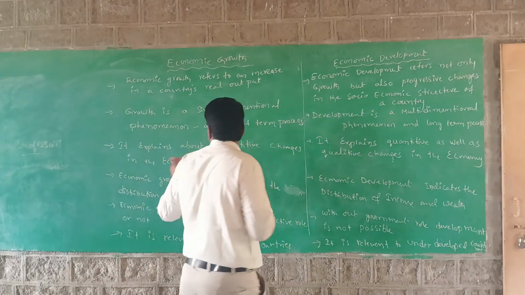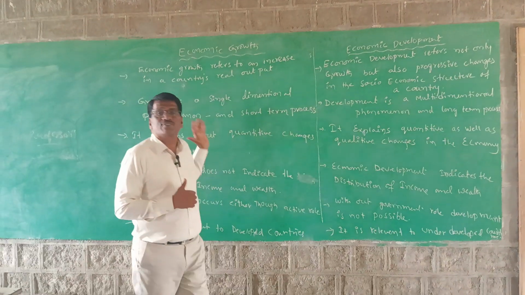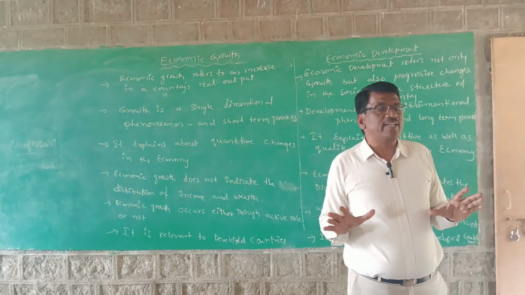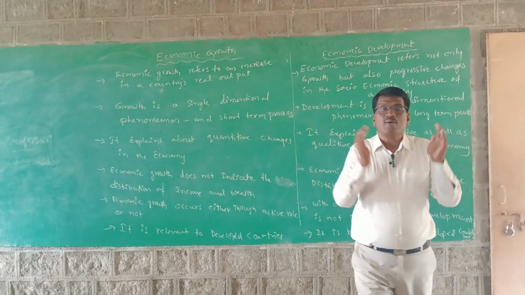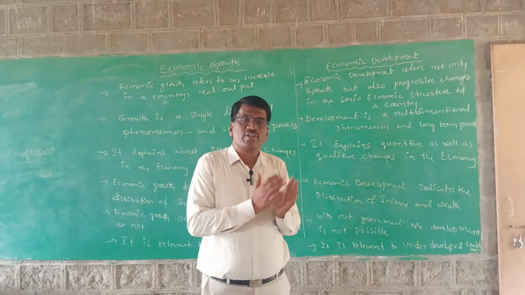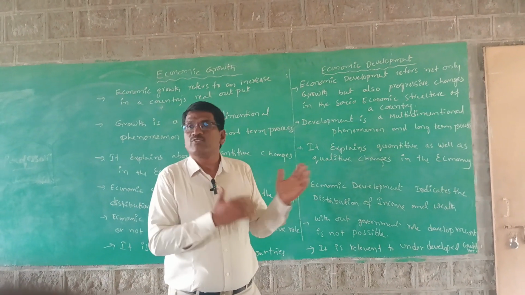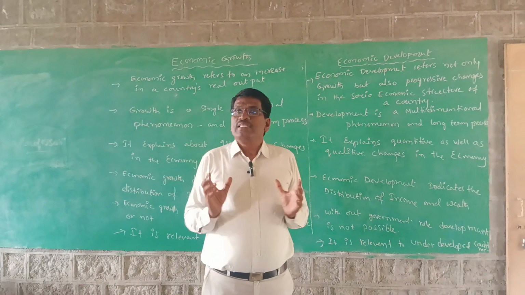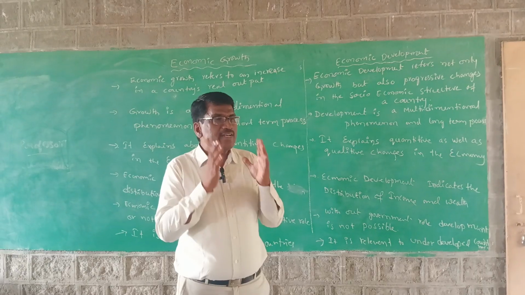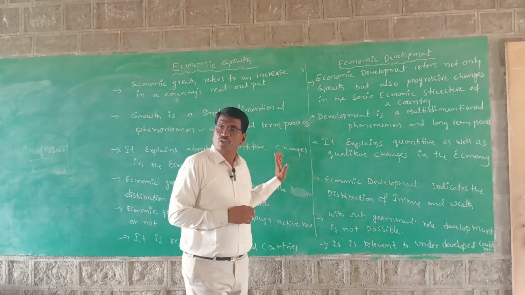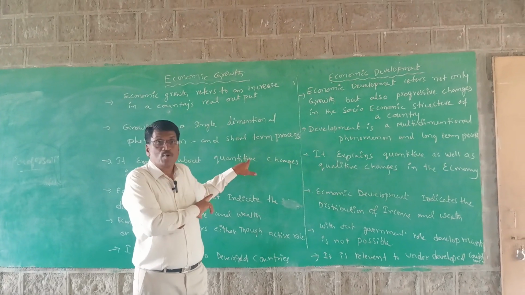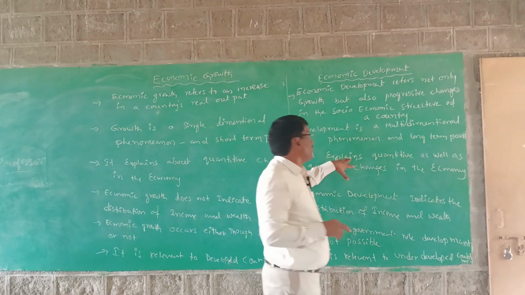And the next point explains the quantitative changes of that country. Economic growth refers to quantitative changes of that country. Quantitative changes means some amount. Last year we had 100 quintals of production. This year our target increased to 150 or 125. Some amount we can achieve. That is quantitative. Quantitative means we can measure immediately. Quantitative changes are explained by economic growth. Economic growth is a quantitative change. It's a short-term process.